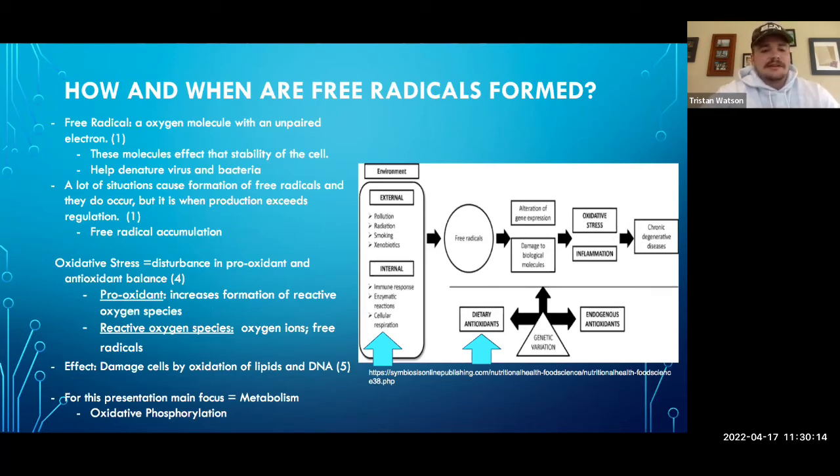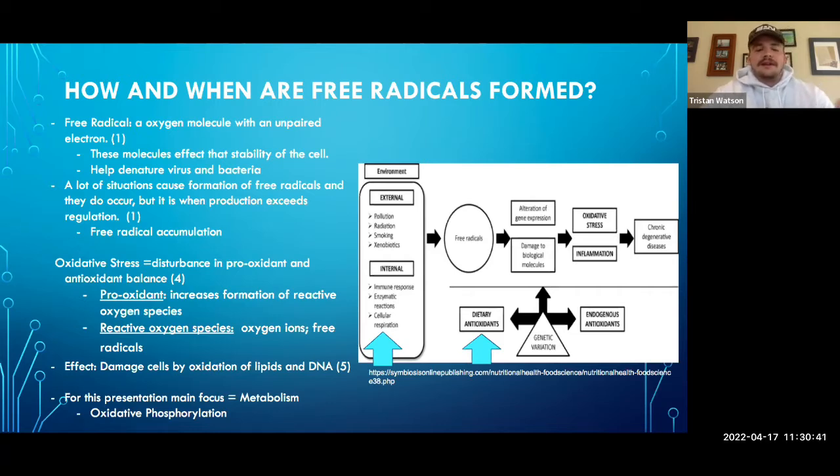Oxidative stress is going to be the disturbance in pro-oxidant and antioxidant balance. So if our free radical formation is more than our clearance rate, then that's when we have these issues with oxidative stress. Pro-oxidant is going to be that increase in the formation of the ROSs. And the effect of this is going to be damage to the cells by oxidation of lipids and DNA.